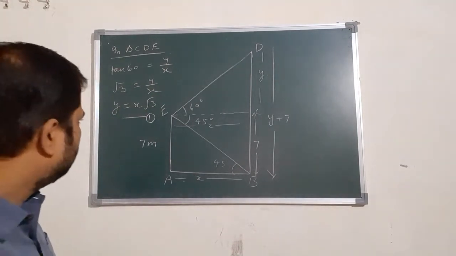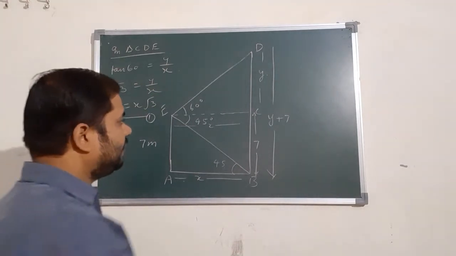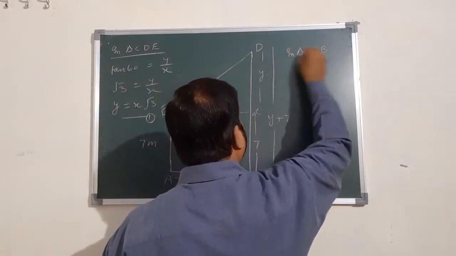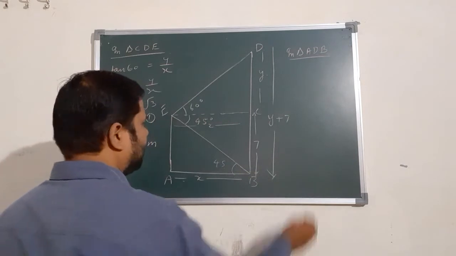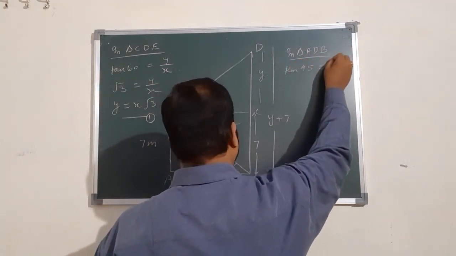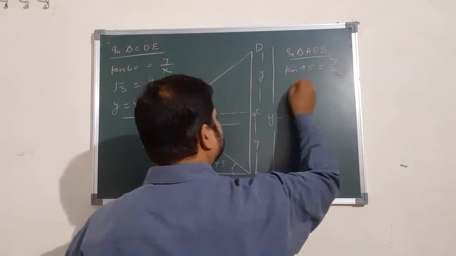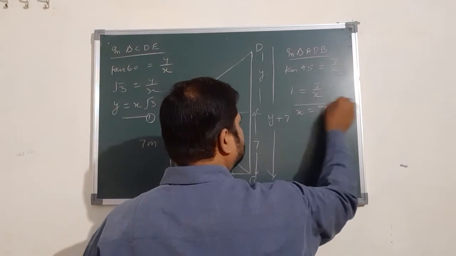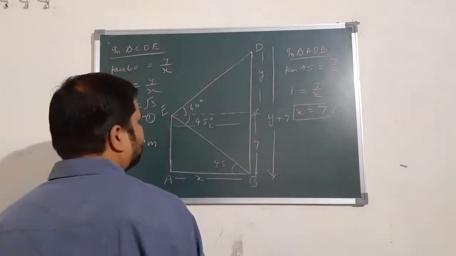And now in triangle ADB we have tan 45 is equal to 7 by X. So 1 is equal to 7 by X. So X becomes 7.